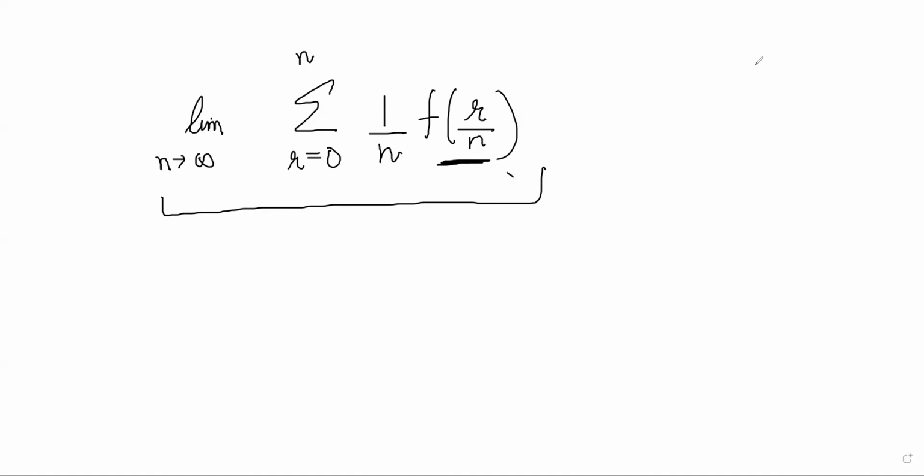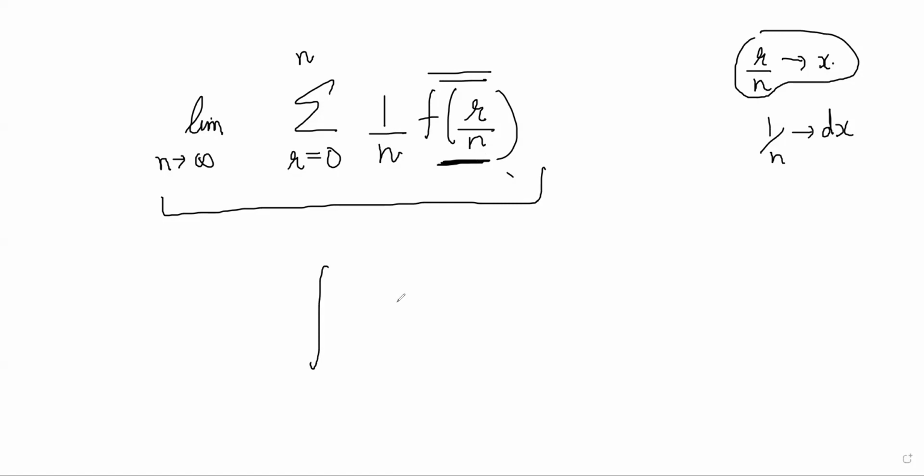If this type of situation is happening, you are multiplying f of r by n. You have to think of r by n as your x variable, and 1 by n as your dx, because 1 by n becomes the width of the rectangle, f of r by n is the height of the rectangle, and r by n is your input x. So when you convert to an integral, f of r by n is f of x, and 1 by n is dx. But how to put the limits now? The limits will come when you take values of r by n.